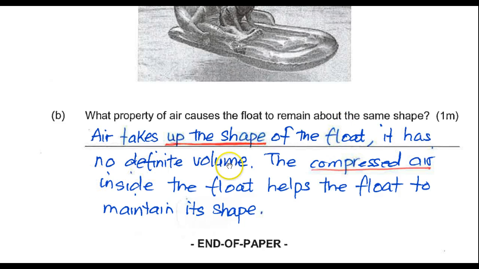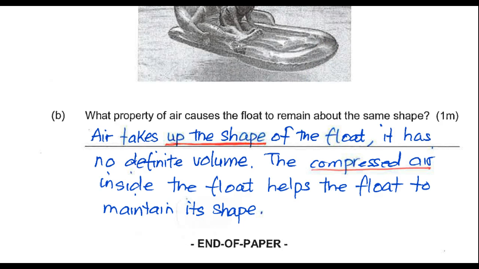It has no definite volume. So can you see? No definite shape, no definite volume, and because it could be compressed inside this float, it actually allowed the float to have this very tight shape. Just imagine if there's not enough air inside, this float will not be of this shape, but because the air is fully filled, that is why the float has this shape. It maintains the shape of the float, right?